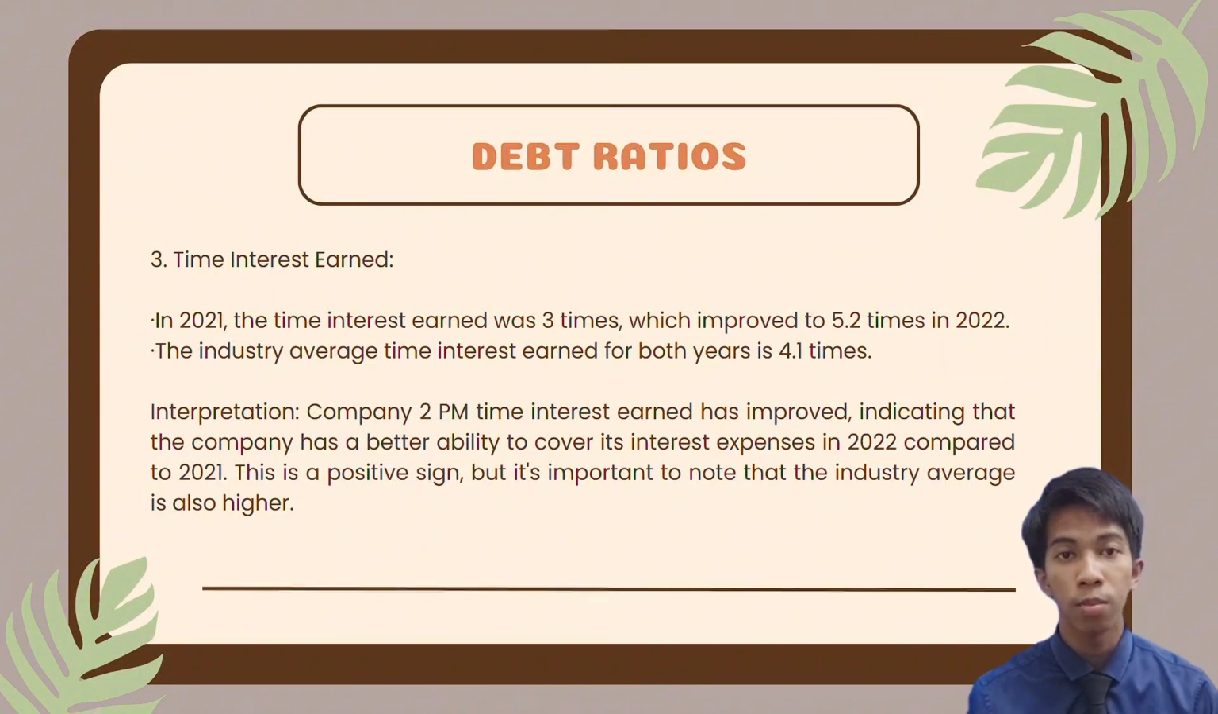As for the interpretation, company 2PM's times interest earned has improved, indicating that the company has a better ability to cover its interest expenses in 2022 compared to 2021. This is a positive sign, but it is important to note that the industry average is also higher.